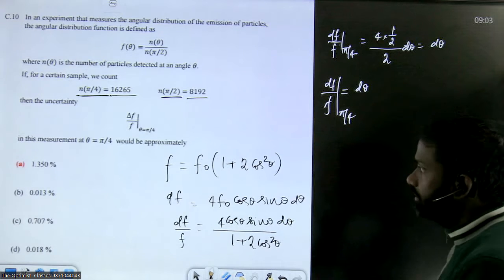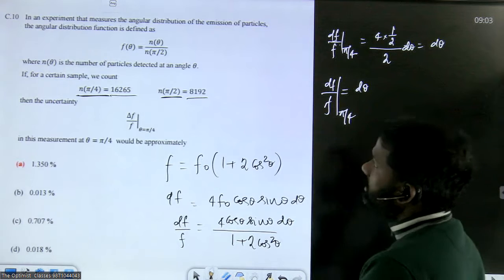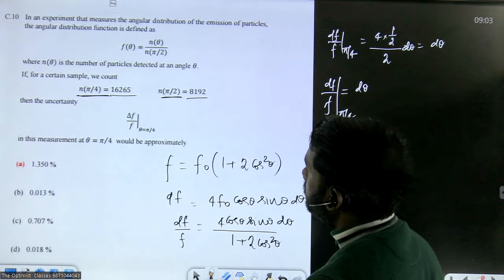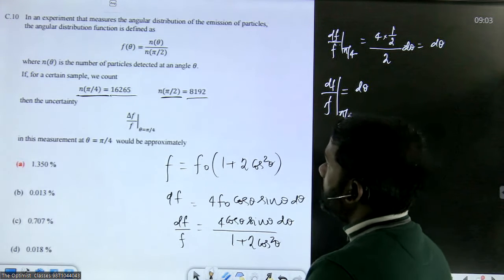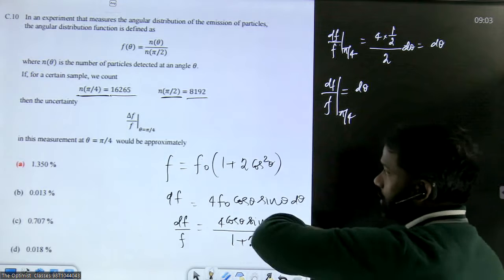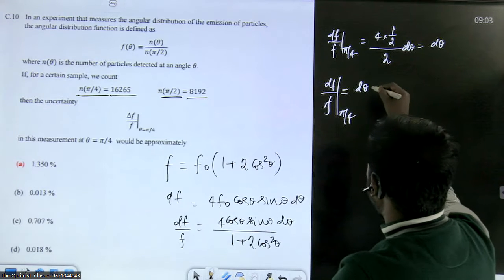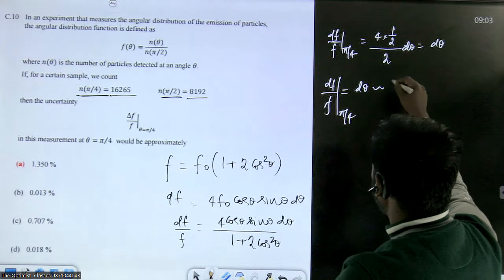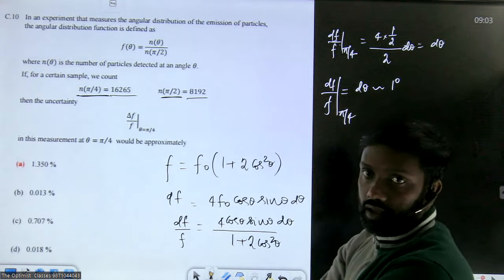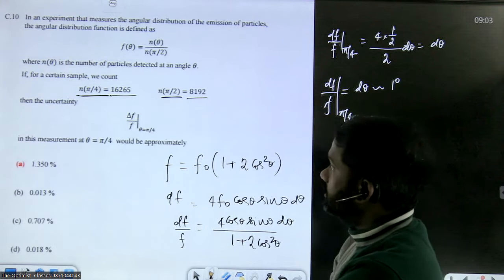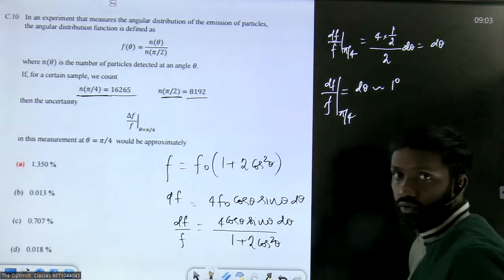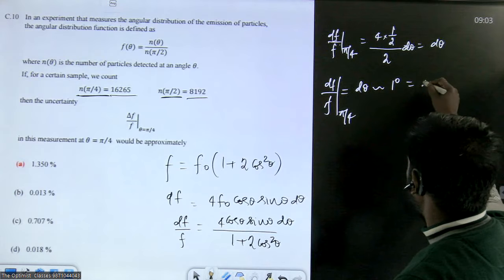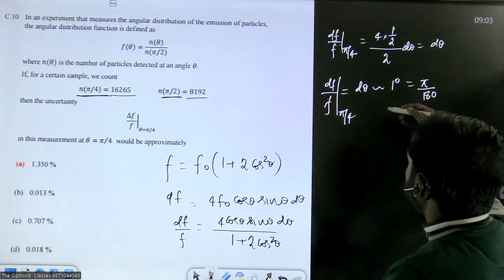D theta is basically the uncertainty in theta. Suppose you are measuring angular distribution, so we can roughly think of it as 1 degree. We are measuring an angle, so uncertainty can be of the order of 1 degree, which in radian, if you calculate, will be pi by 180. So that is the value.